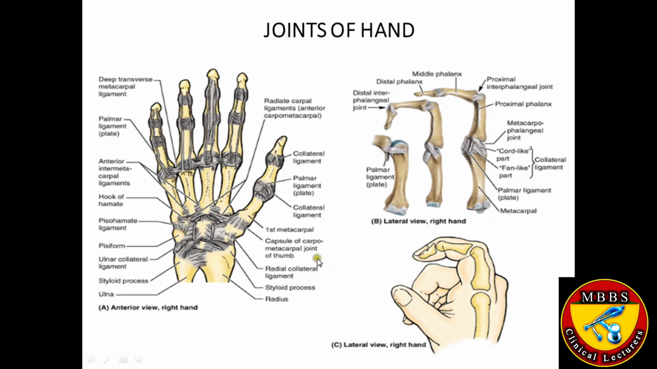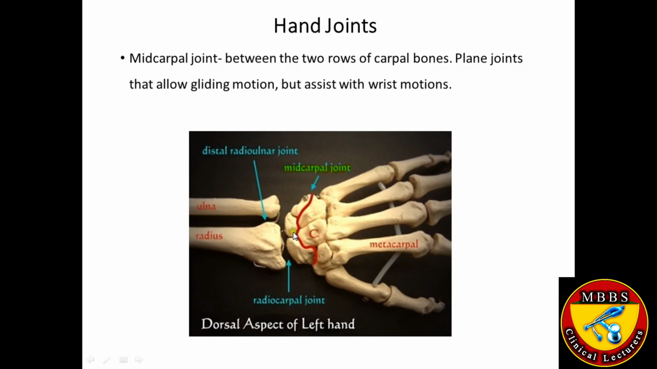Now, joints of the hand. The joints of the hand, they are the mid-carpal joint. This is the mid-carpal joint. It means the joint between the carpal bones. There are two rows of the carpal bones, proximal and distal, and they form the joint with each other over here, and that type of joint is a plane joint, and it allows the gliding movement, but assisted with the wrist motions. When the wrist is moved, this joint is also slightly involved in the movement of the wrist joint.